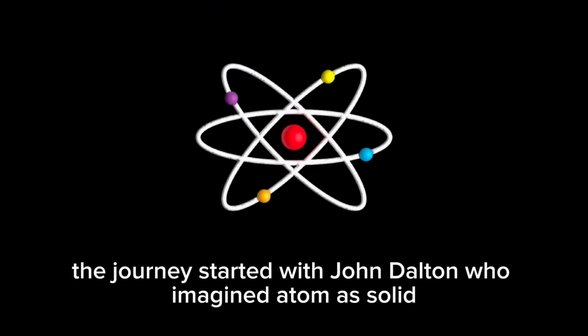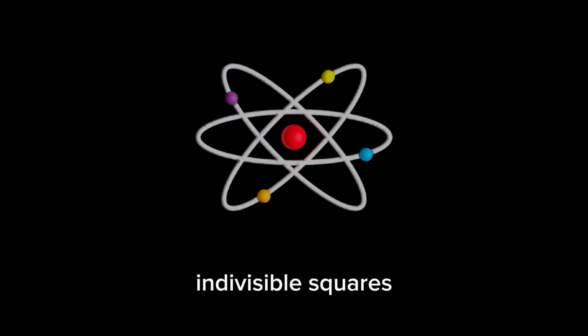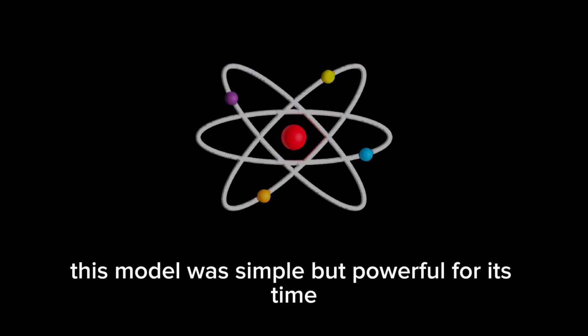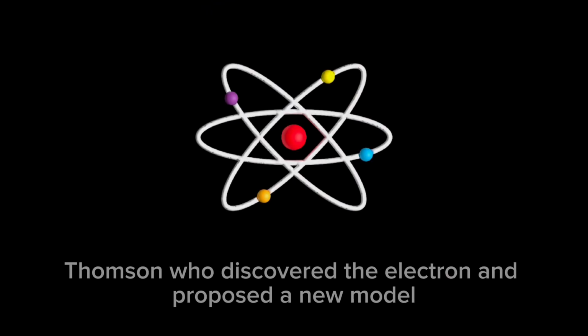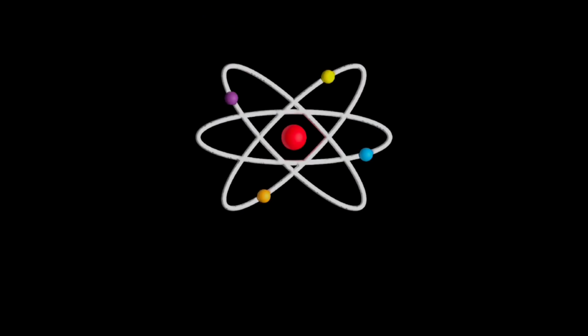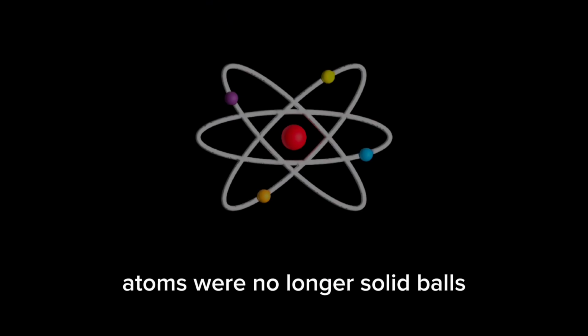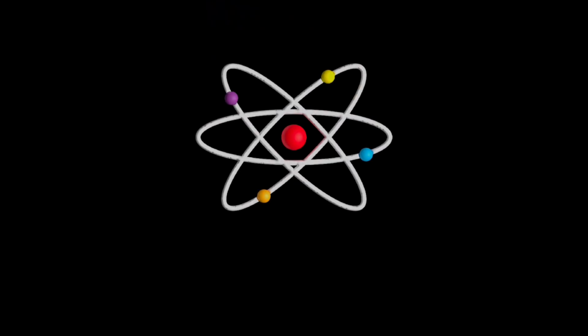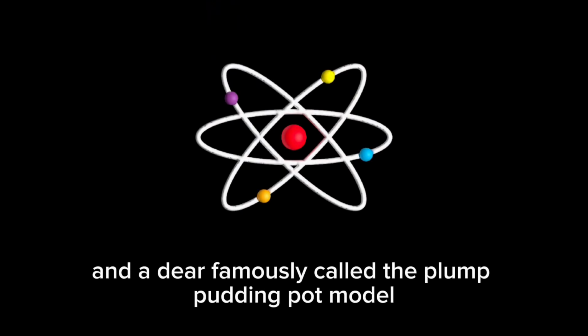The journey starts with John Dalton, who imagined atoms as solid, indivisible spheres, each type of atom belonging to a different element. This model was simple but powerful for its time. Then came J.J. Thomson, who discovered the electron and proposed a new model. Atoms were no longer solid balls, but more like positively charged matter with embedded negatively charged electrons, an idea famously called the plum pudding model.